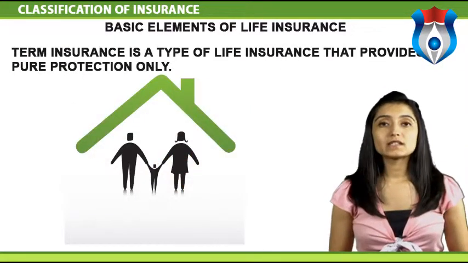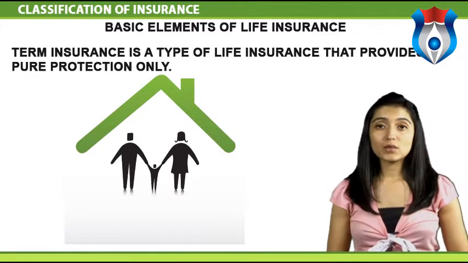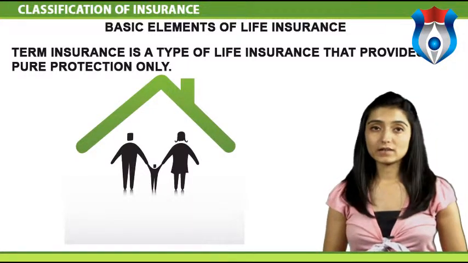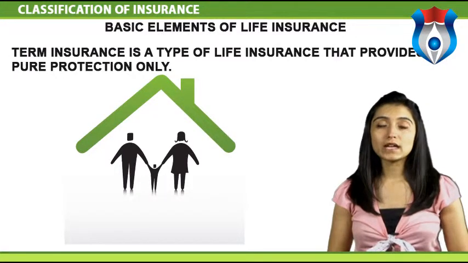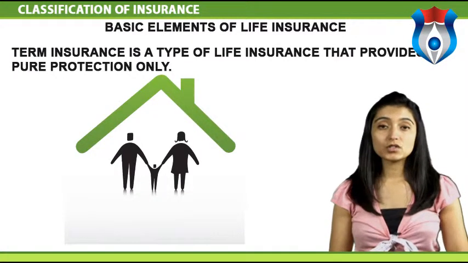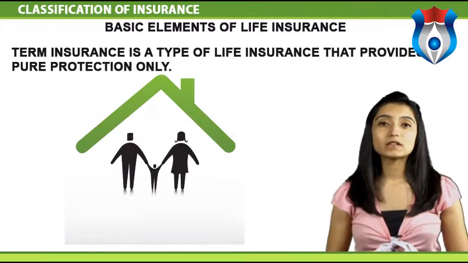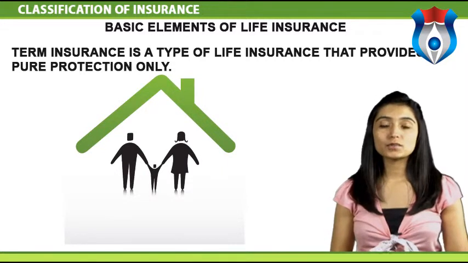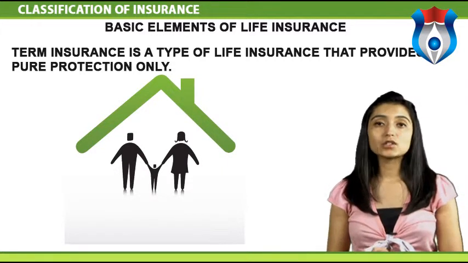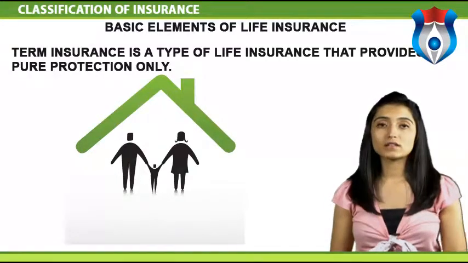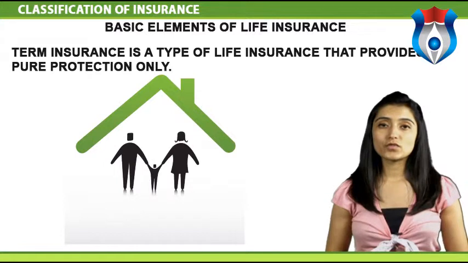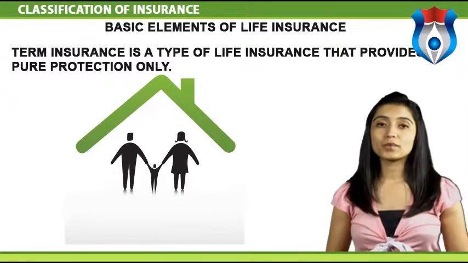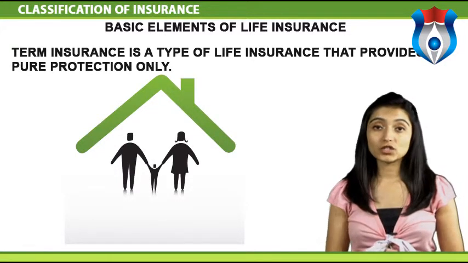Term insurance is a type of life insurance that provides pure protection only. It insures an individual against the risk of financial loss in case of death. It does not include a savings plan. It is strictly an insurance protection contract similar to auto, home or health insurance. The owner buys a certain amount of coverage and pays an annual premium based on the insured's age.